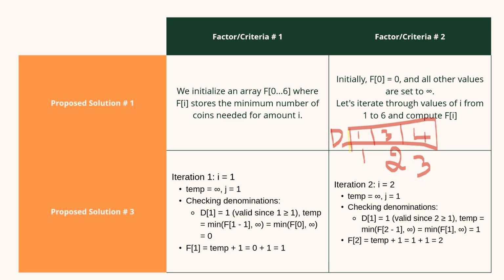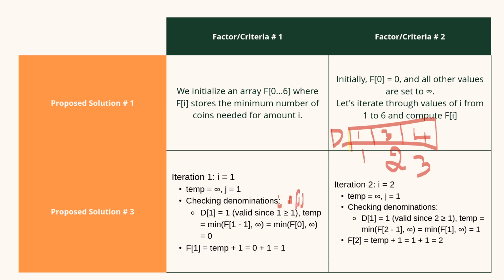Now every time we are supposed to compare this. This is the i value and this is the d of j value. So you are comparing the i value with the d of j value every time.